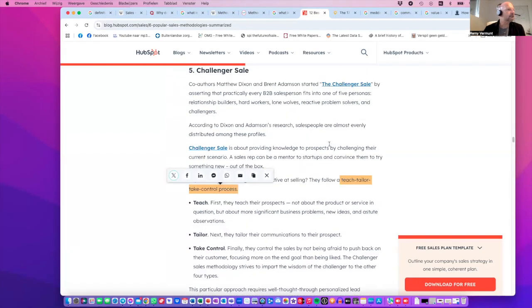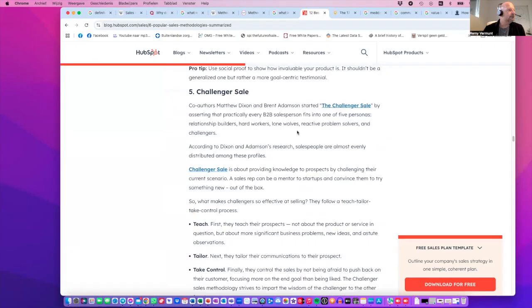What else? Apparently, according to The Challenger Sale, practically every B2B salesperson, yes, indeed, we talk about B2B here, fits into one of five personas: relationship builders, hard workers, lone wolves, reactive problem solvers, so not proactive apparently, and challengers. And according to their research, the challengers are the most successful.